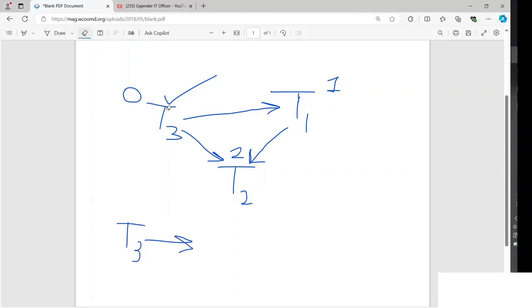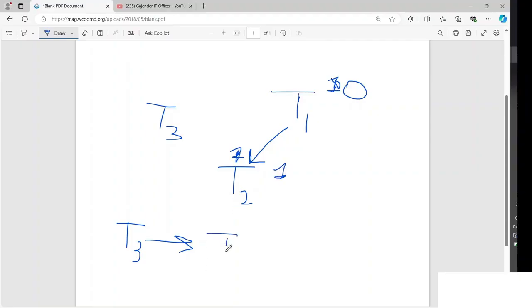So from here we will remove T3, and its arrows will also be removed. Now the in-degree of T1 is 0; initially it was 1, now it becomes 0, and the 2 of T2 becomes 1. So what will we pick? We will pick T1, then we will pick T2. So then T1 will come, and then T2 will come.